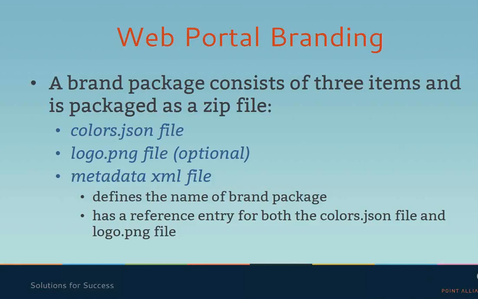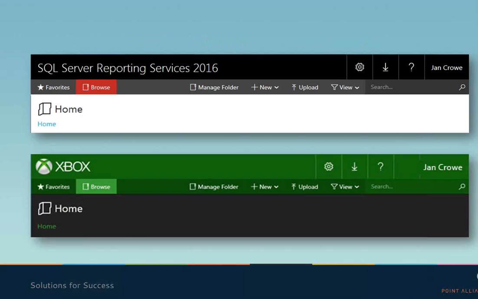So here's an example of a custom brand for the web portal. As you can see, the logo has been changed and the color significantly changed. We have the Xbox logo and we've got the Xbox colors.